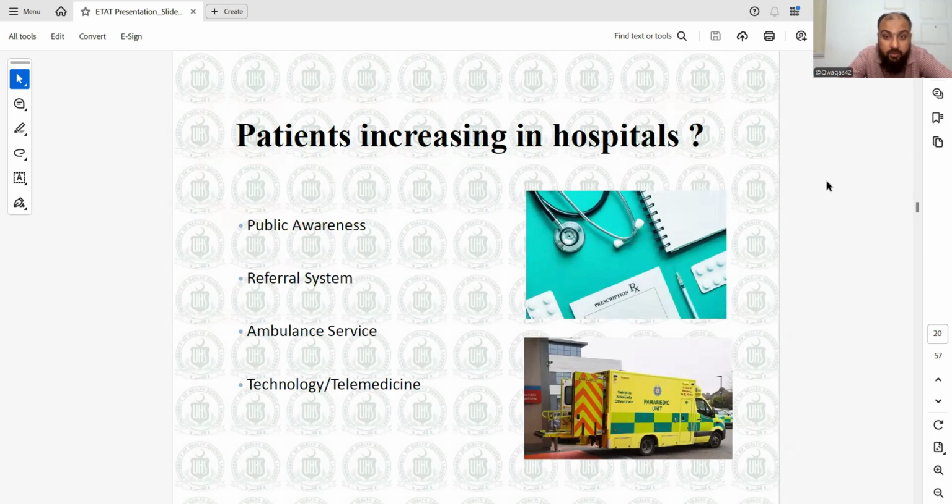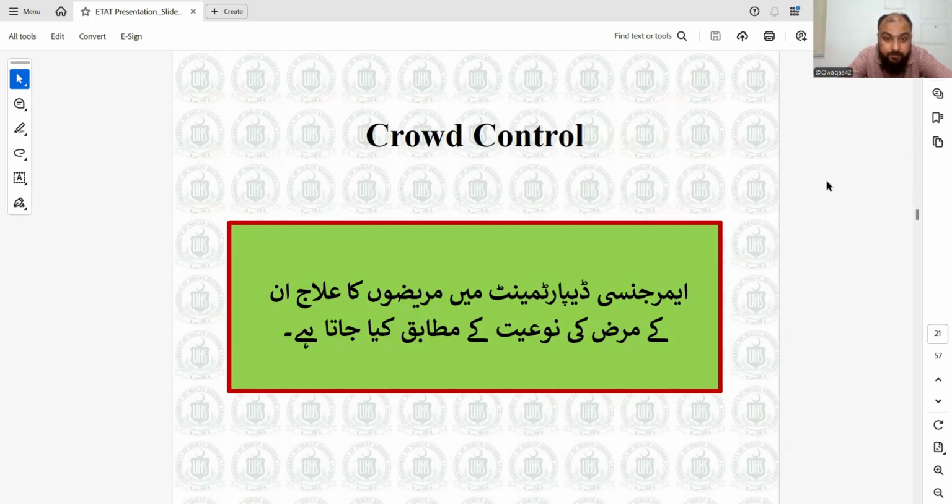Patients are increasing in hospitals. What are the reasons? Public awareness is the main reason. Referral system from the primary and secondary healthcare levels. Ambulance service developments also led to an increased number of patients in the hospital. Technology and telemedicine. Crowd control.